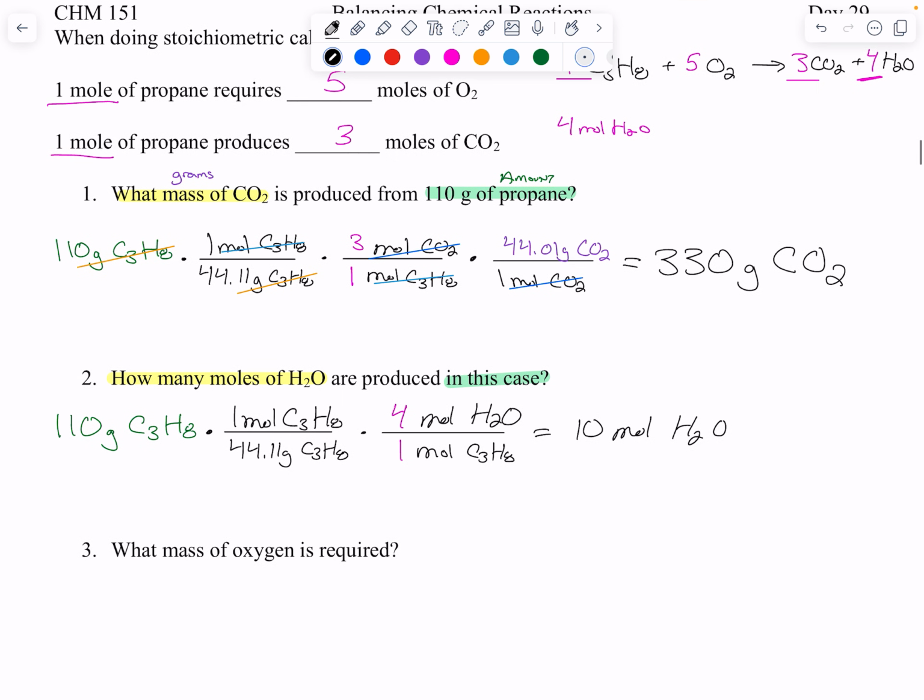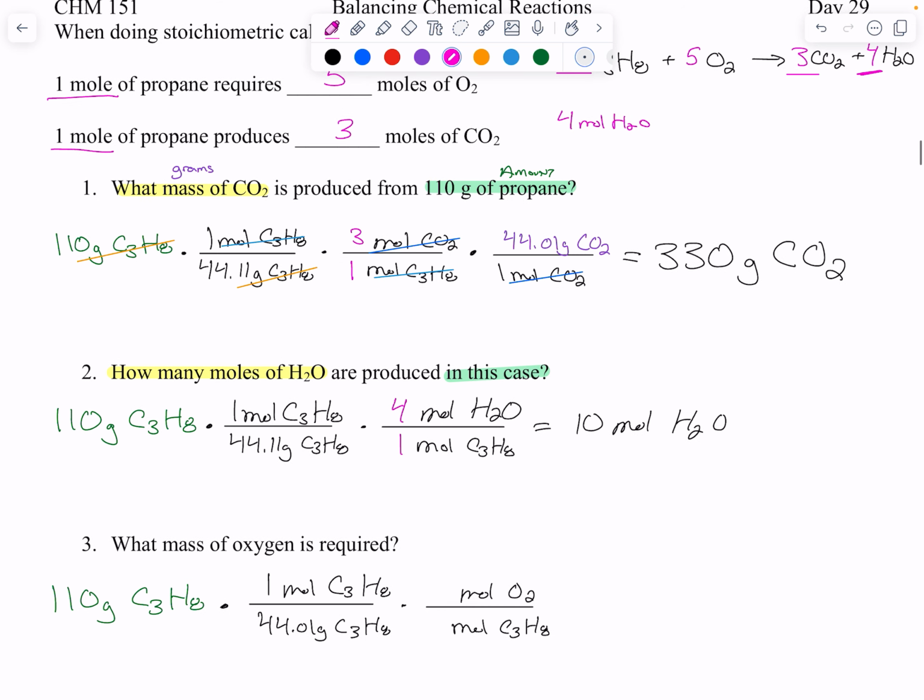Now, what mass of oxygen is required? Again, you're going to start with the same thing. 110 grams of C3H8. And again, same old story. 44.01 grams of propane on the bottom. The molar mass of propane is 1 mole of C3H8. Then we have moles of C3H8 on the bottom, oxygen on top, moles of O2, mole ratio, 1 and 5. And then we're going to go to grams. 1 mole of O2 is 32 grams O2. If we do that, I think we get 400.